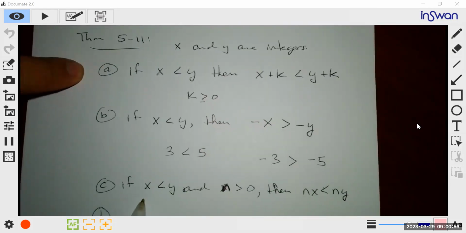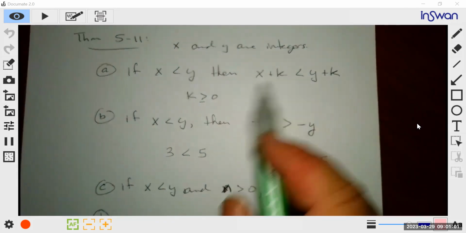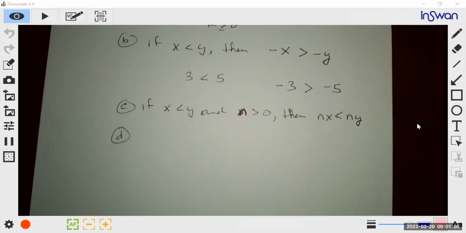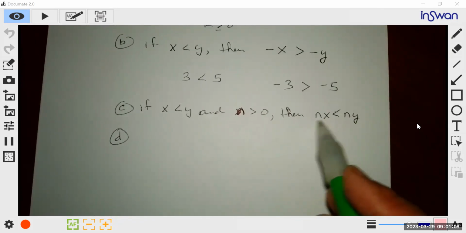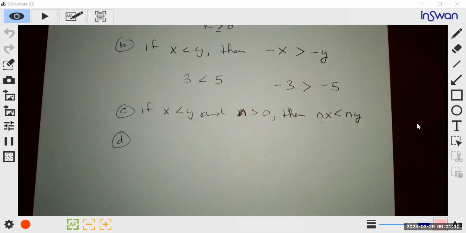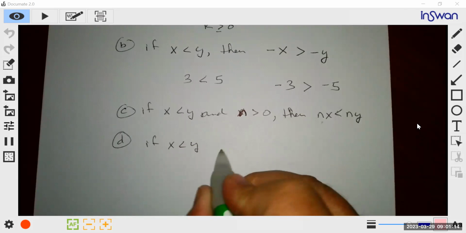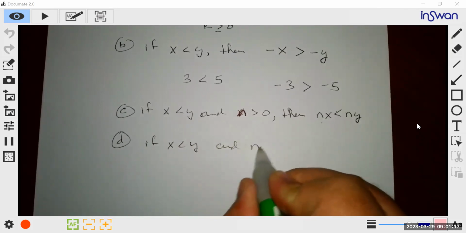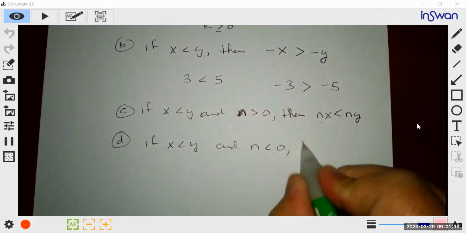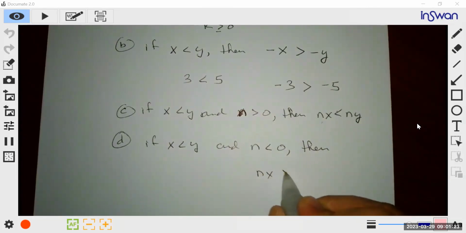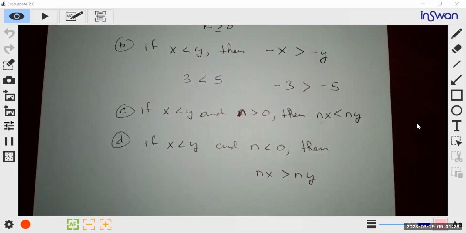C goes along with what A says. If I have a k that's greater than 0, then x plus k is less than y plus k. Same thing: x times n is less than y times n. If x is less than y and n is less than 0, then nx is greater than ny, which is what B tells us.